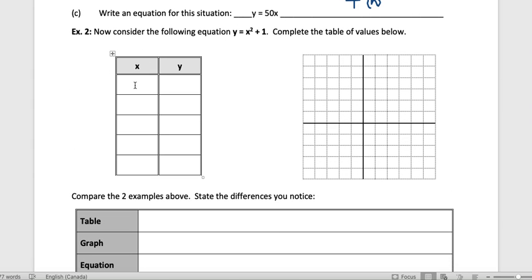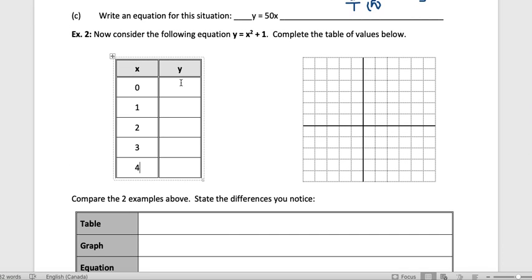Now consider the following equation: y equals x squared plus 1. Again, I'm going to fill in my y values. I'm only going to do one example this time. Otherwise, you can go back and watch two videos ago how to do this. You take your x value and you literally replace the x, and then you solve.